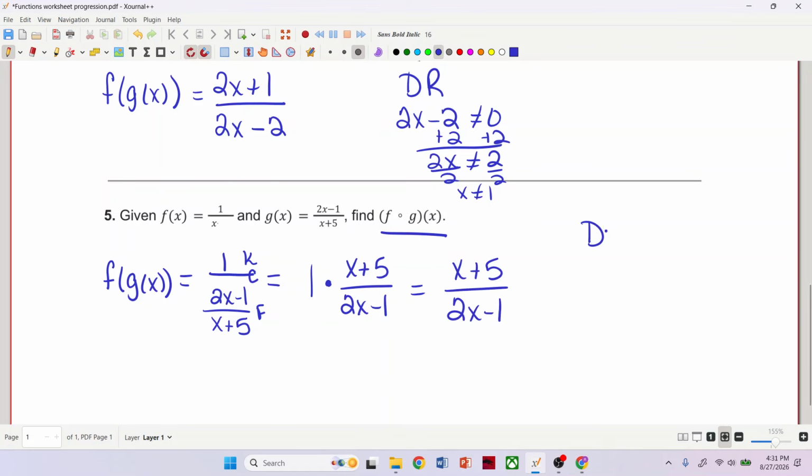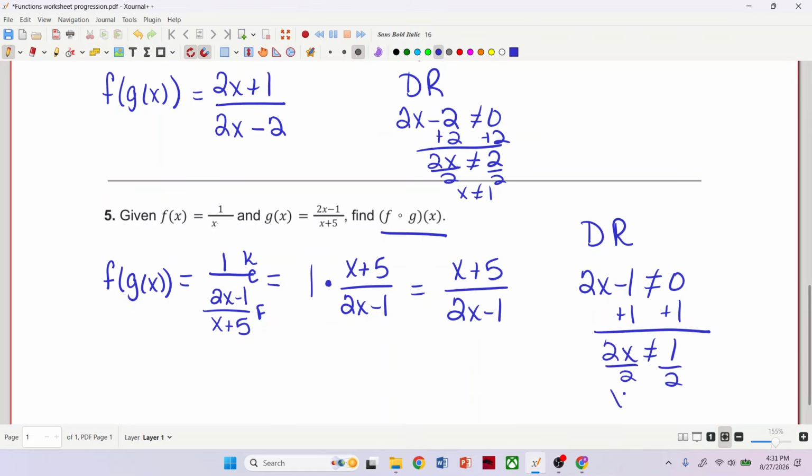Our domain restriction would be 2x minus 1 can't be 0. Add 1. 2x can't be 1. Divide by 2, so x can't be 1/2.